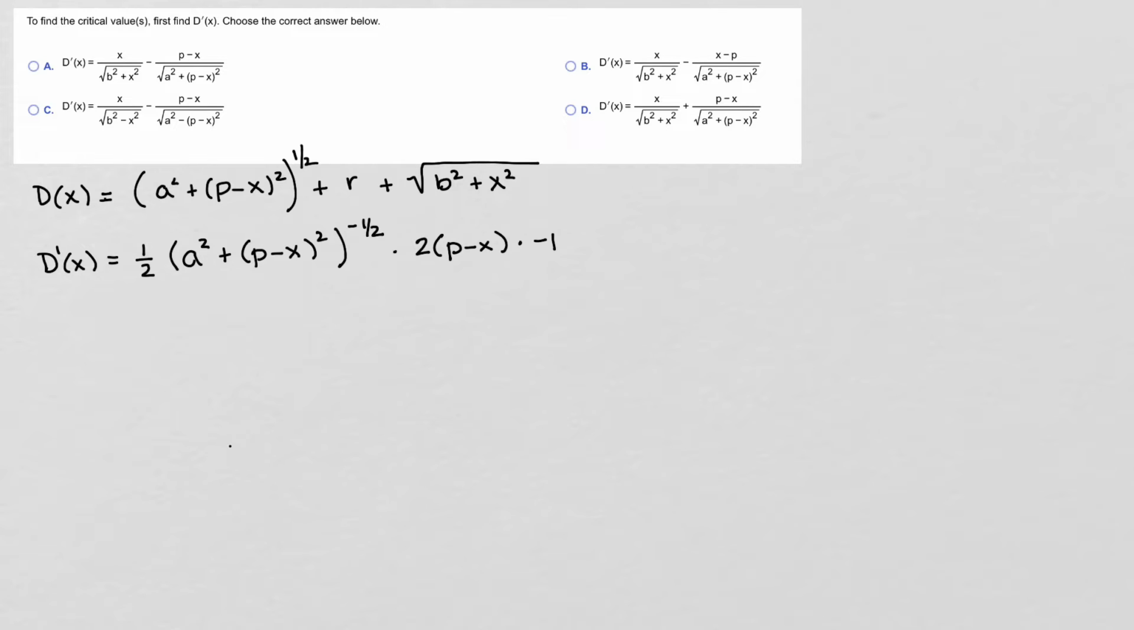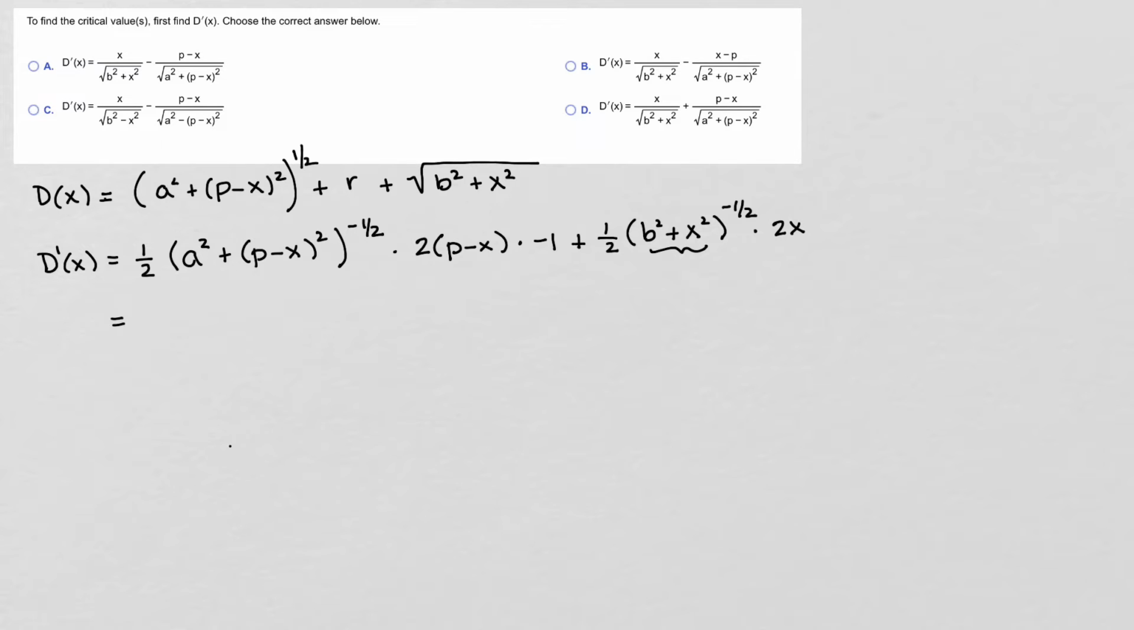Now I'm going to take the derivative of R, and that's a constant, so that's 0. And then finally the derivative of the square root of B squared plus X squared. I'm going to do the same thing here, 1/2 times B squared plus X squared to the negative 1/2 power times the derivative of the inside. B squared is a constant, so the derivative of the inside is just 2x. Okay, so let's clean this up and that'll be the answer to this part.